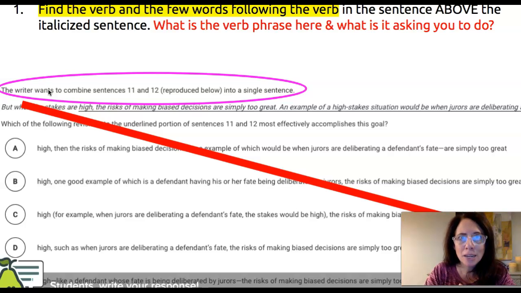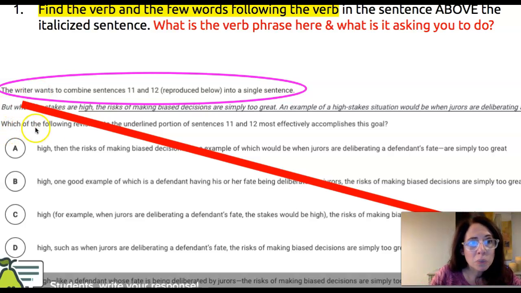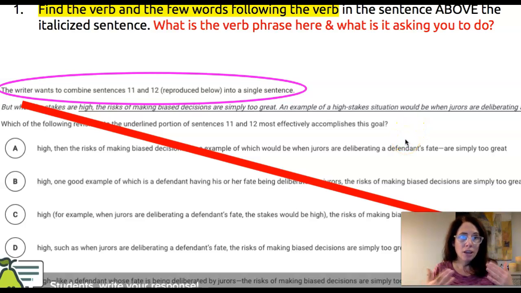To combine. So I don't need to know necessarily that their sentence is 11 and 12. That's just going to clog my brain. So right now, how do you combine these sentences? Then I don't have to read this question, right? I assume that if the writer wants to combine the sentences, I am going to be asked to figure out what is the best way to combine them.